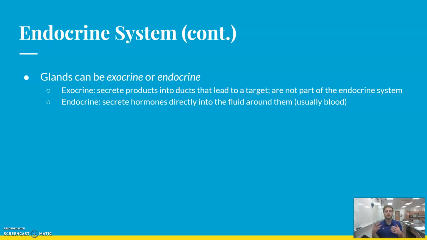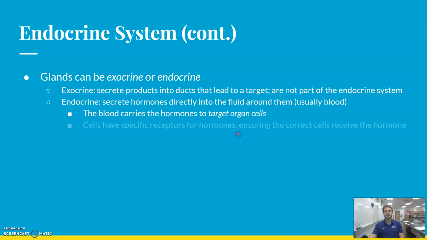That bloodstream is then going to be carrying that hormone around to whatever receptors need that hormone, and then we're going to get the response that we need. We call the final destination, if you will, of those hormones the target organ cells. They're going to have very specific receptors on their surface, on their cell membrane, to be able to pick up the specific hormones, to make sure that the correct cells end up receiving that hormone.